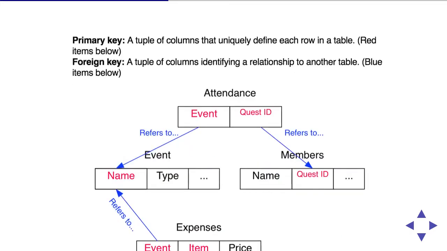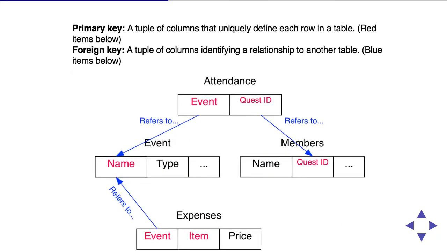For instance, in what we had before, for the table of attendance, we had an event and a quest ID as the primary key, and each event and each quest ID is also a foreign key. So event references the name of an event, and quest ID references a quest ID for a member, and expenses references a single event, so that we can get all this information together.